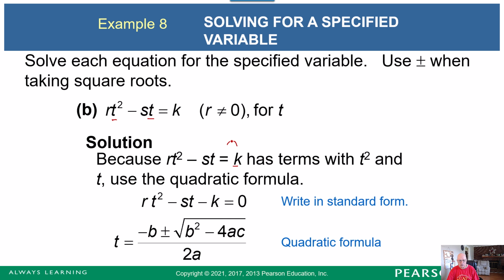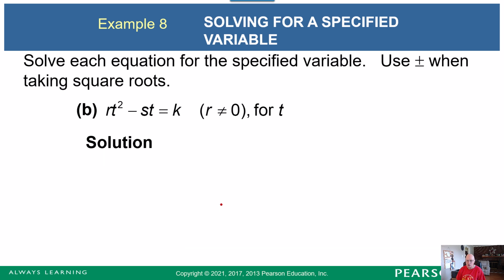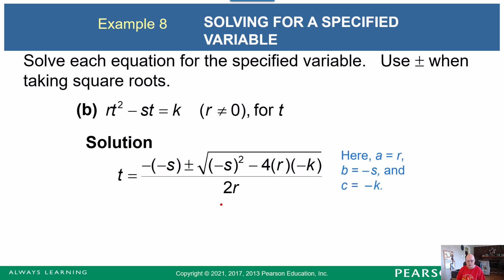If you want to, you can write that down twice, once with a plus, once with a minus for your two solutions. And once someone tells you what R and S and K are, then you can find out what T represents for those particular choices of R, K, and S.